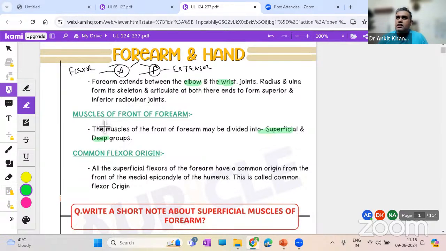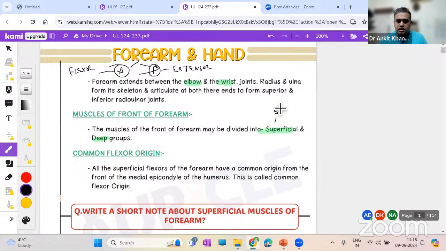Like you see, the word profunda is for deep. So flexor digitorum profundus will be a deep muscle. So superficial, there are around 5 muscles to be more precise, and deep, there are around 3 muscles. So a total of around 8 muscles are there in the front of the forearm.